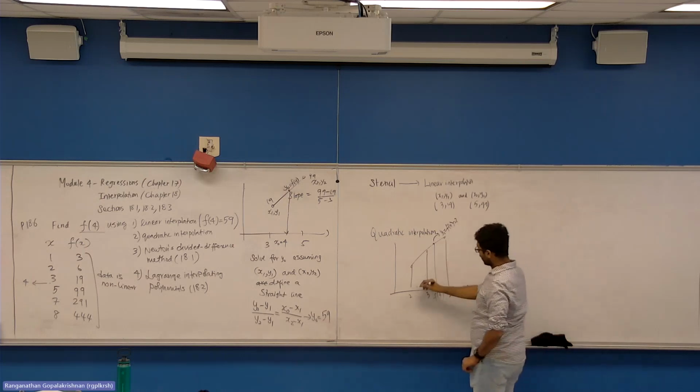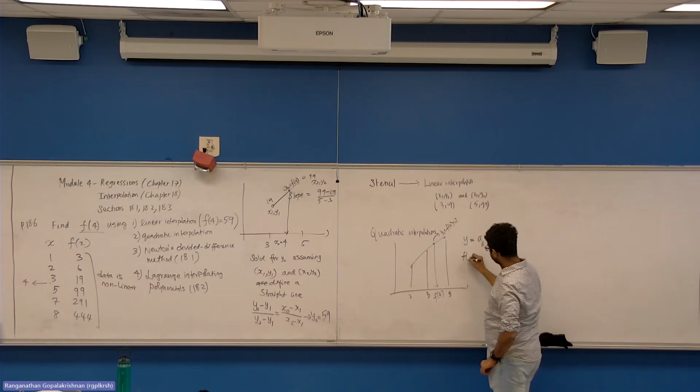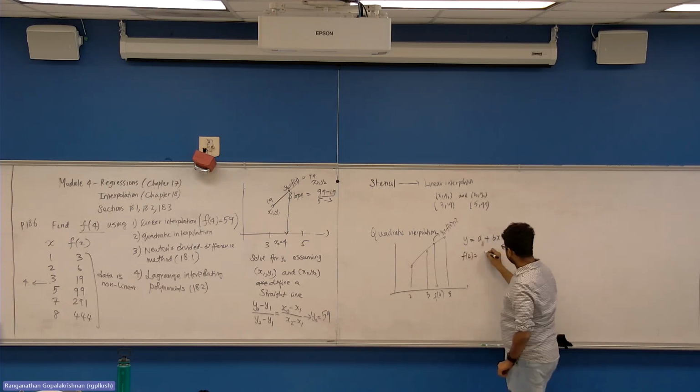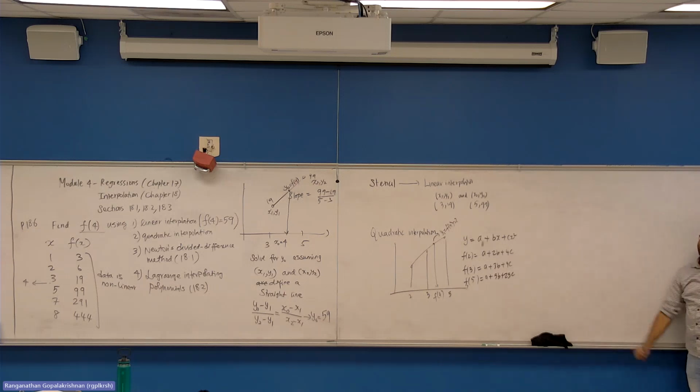Okay, so you would write the function y, let's say, is equal to a plus bx plus cx squared. So I will do f of 2 equal to a plus 2b plus 4c. F of 3 is a plus 3b plus 9c, and f of 5 is a plus 5b plus 25c. Would you agree with me? What am I doing here?